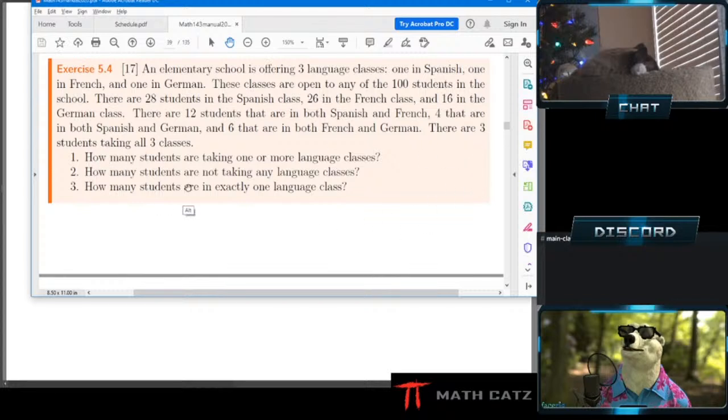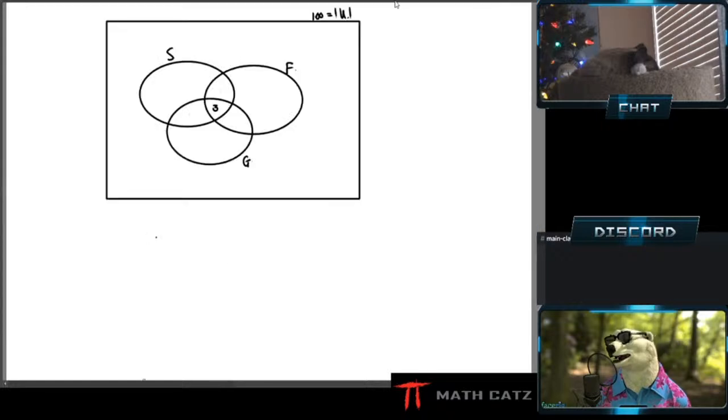Let's read backwards. Well, not fully backwards, but sort of. There are 6 that are in both French and German class. 6, both French and German. But now I have one of those regions, so the other ones are 3.